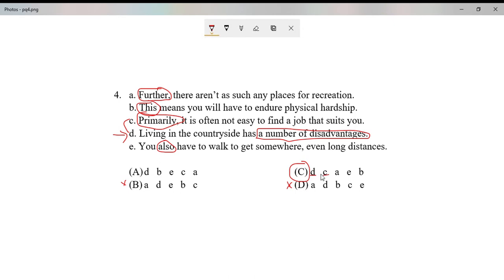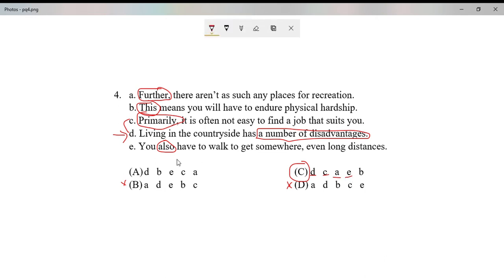But I like to go on and read the other sentences just to check that everything makes sense. So after that, I have A, right? Primarily, it is not often to find a job that suits you. Further, there aren't as such many places for recreation. Fair enough, right? Then I have A, right? Further after offering us primary reason. That's fine.